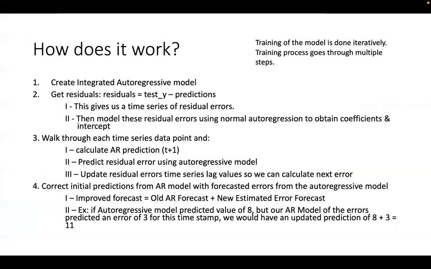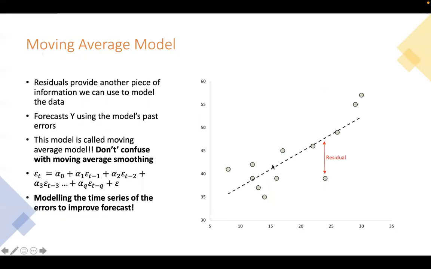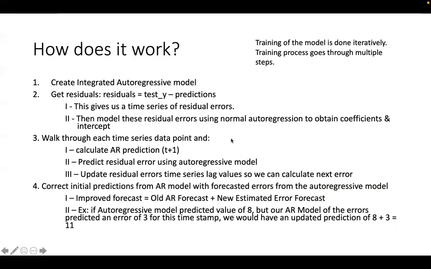Probably doesn't, but let me walk you guys through a step-by-step process of how this will work. So firstly, you would create an integrated autoregressive model. You would then go back to the testing data set and get those errors, meaning you would get the error function or the error time series. You would then walk through the time series test set and calculate the AR prediction for each point, and then predict the residual error using the autoregressive error model to improve the forecast. So what it looks like in practice: let's say your autoregressive model from the beginning predicted a value of 8, but the AR model of errors predicted an error of 3 for this specific timestamp.